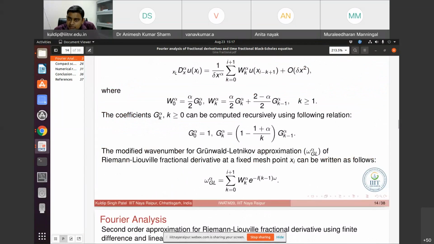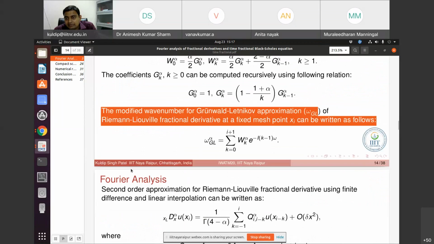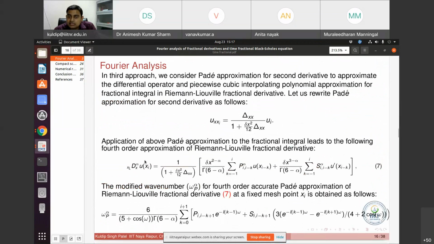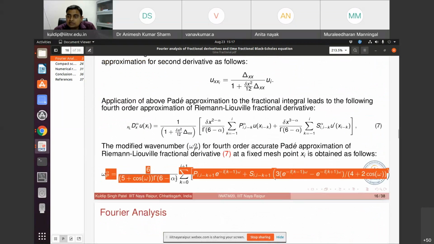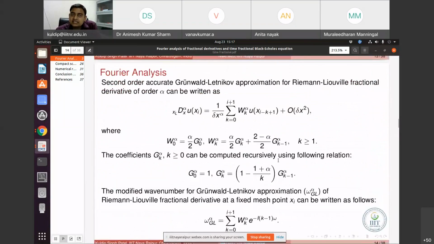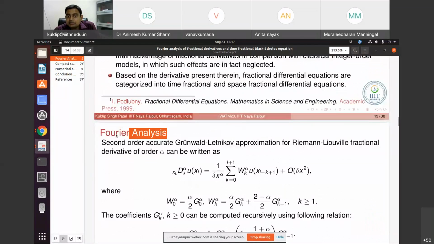I cannot go into detail, because even deriving one formula will take 1 hour, just explaining it. The expressions are long. So I'm just giving a glimpse, if someone is really interested.